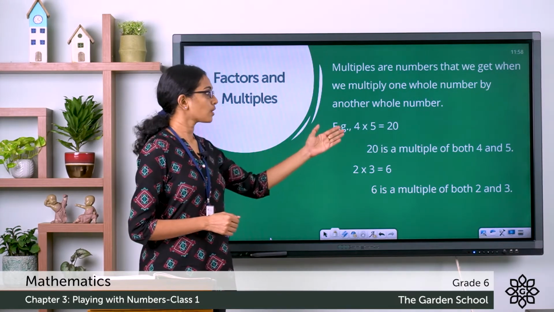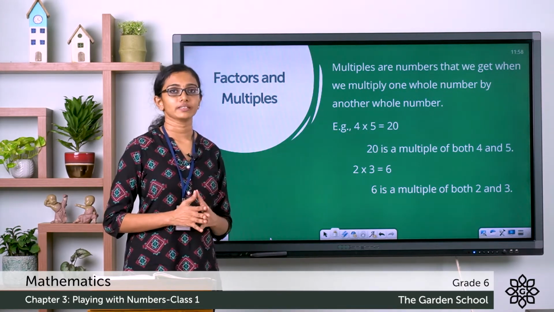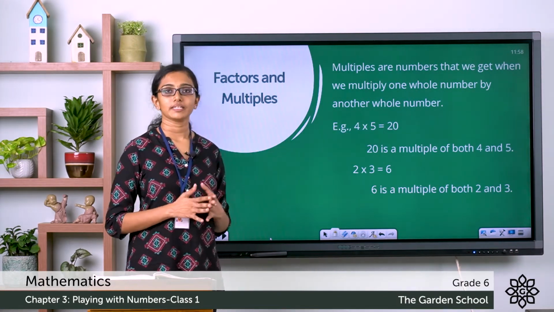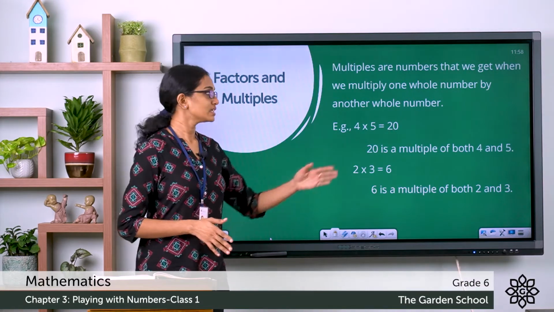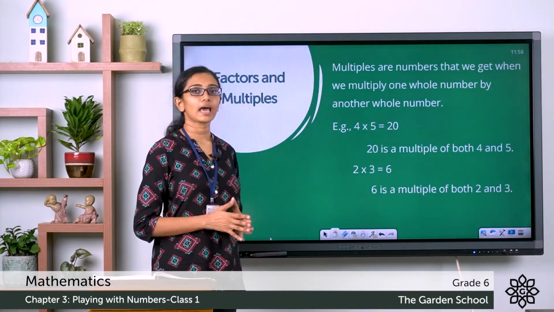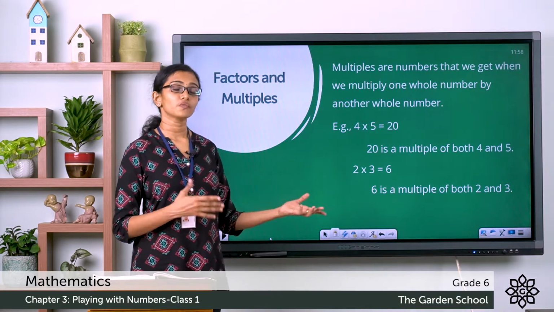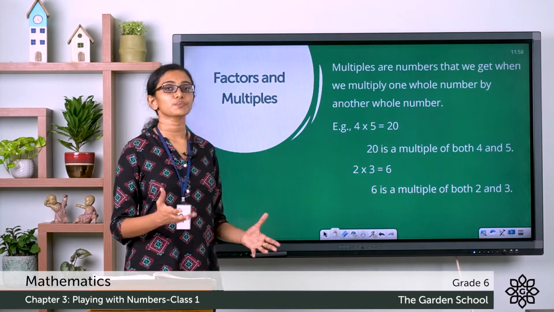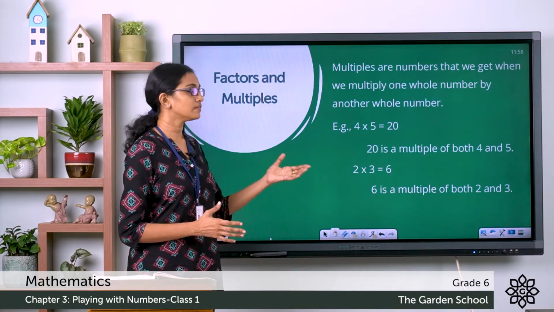The numbers 4 and 5 are multiplied together. Both are whole numbers also. And we get the product 20. So you can say 20 is a multiple of both 4 and 5. 4 5s are 20 and 5 4s are 20. So 20 is both a multiple of 5 and 4.